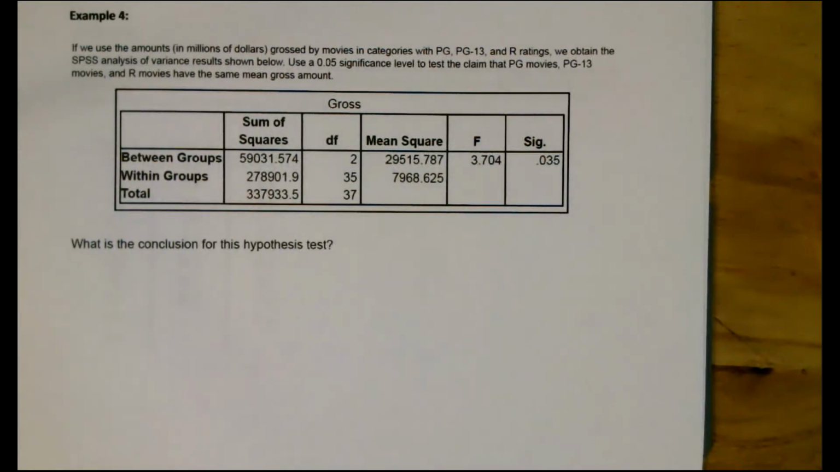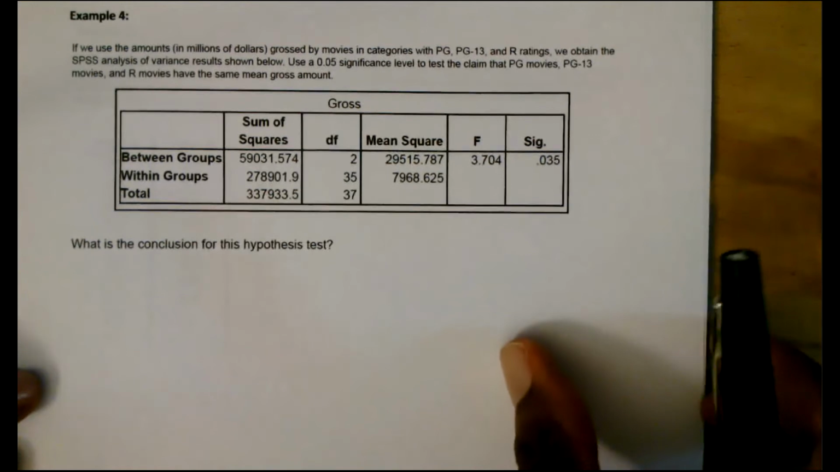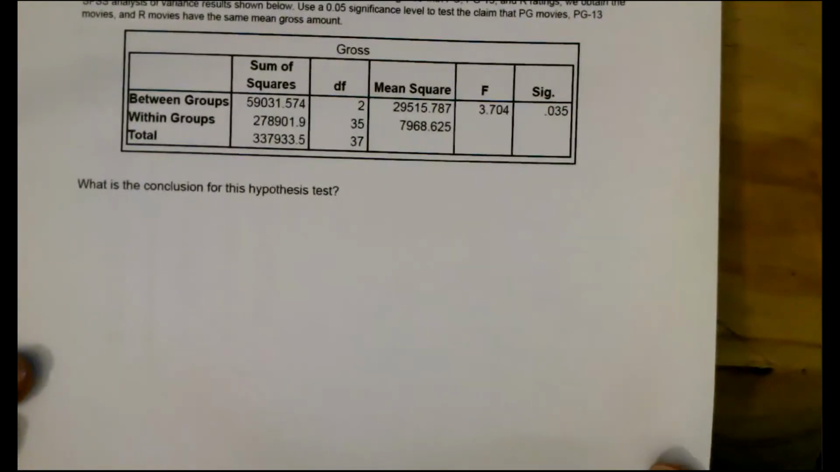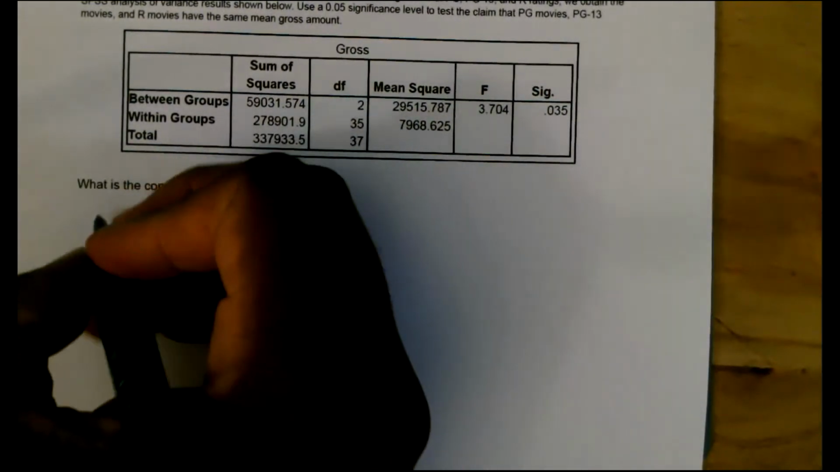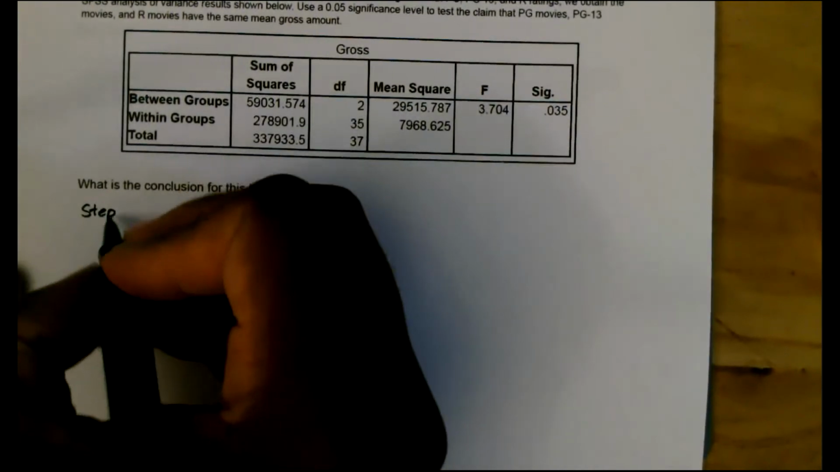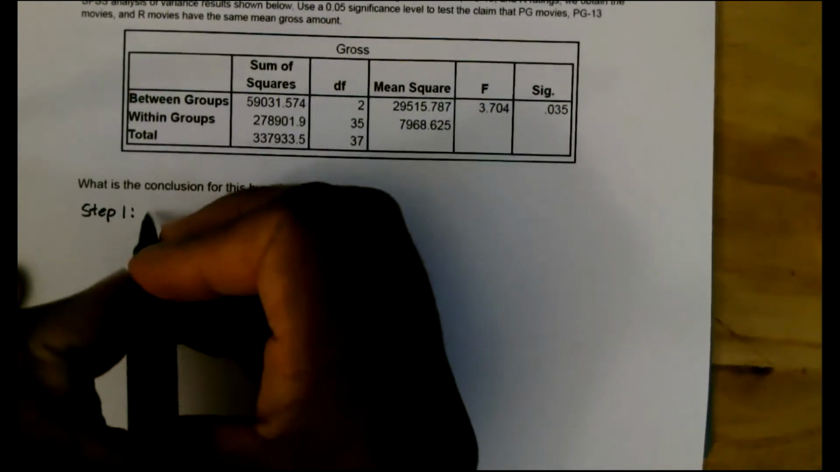Here we're going to use a 0.05 significance level to test the claim that PG movies, PG-13 movies, and R movies have the same mean gross amount. And we want to find out what will be the conclusion for this hypothesis test. Here we do that 8-step procedure. Now we're dealing with movies in 3 categories: PG, PG-13, and R.